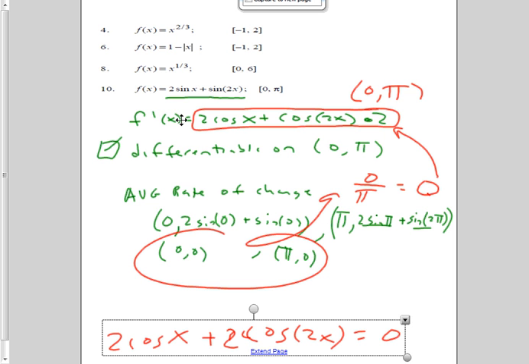So again, what we did, we took this function 2 sine x plus sine 2x. The average rate of change on that interval was 0. We want to see when does the instantaneous rate of change equal 0. So we took the derivative. Here's the derivative. We're setting it equal to 0.